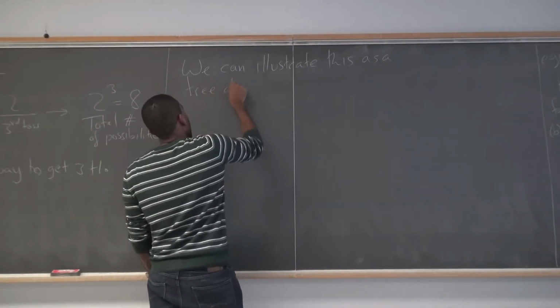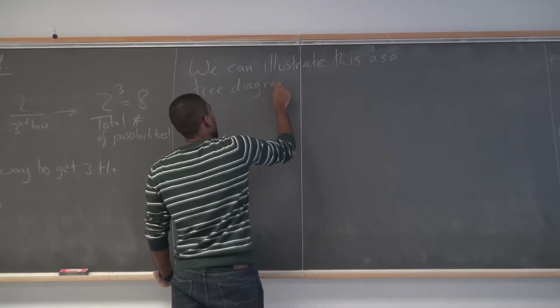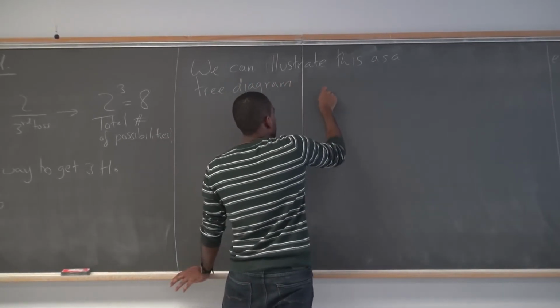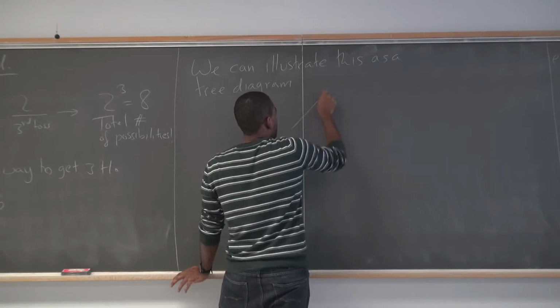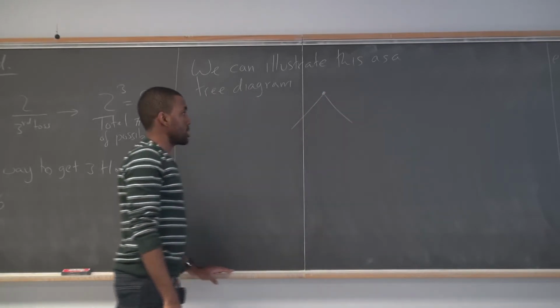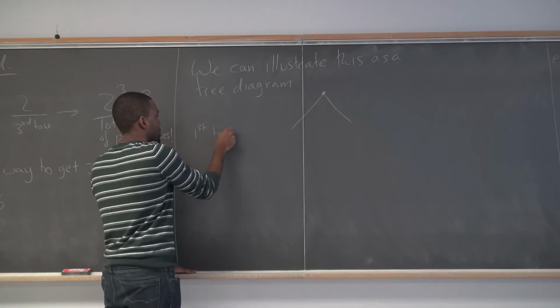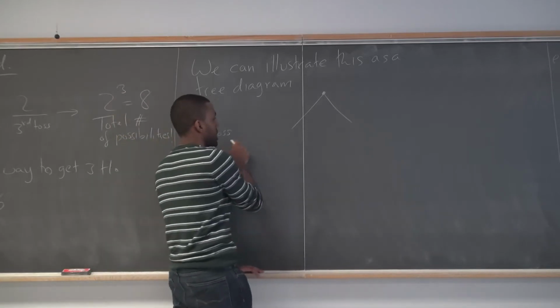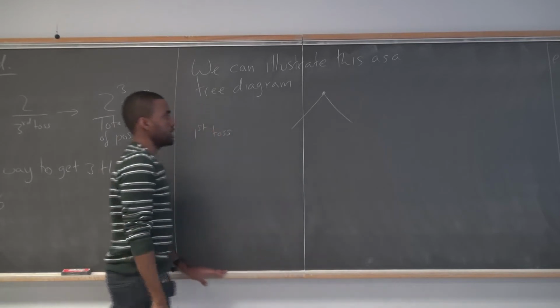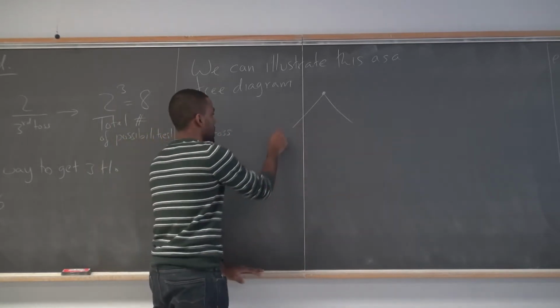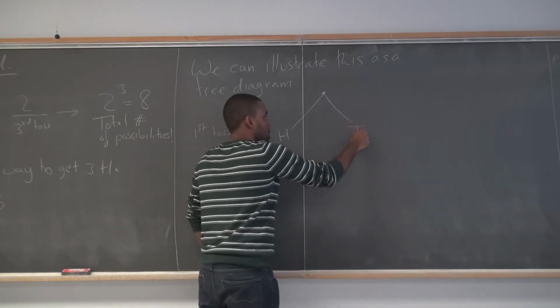So-called tree diagram. So basically it starts at a point and it branches off based on the options that you have. On the first stage, there's the first toss. When you're at that stage, there are only 2 possibilities. You can either get a head or you can get a tail.